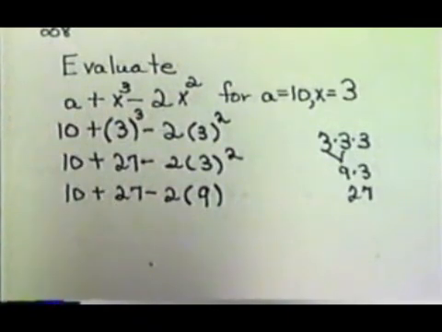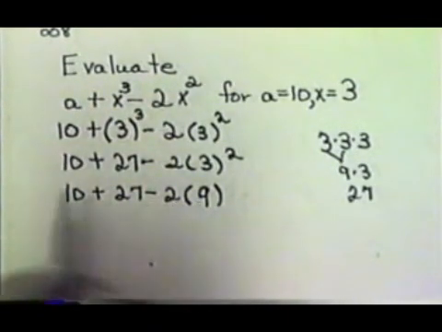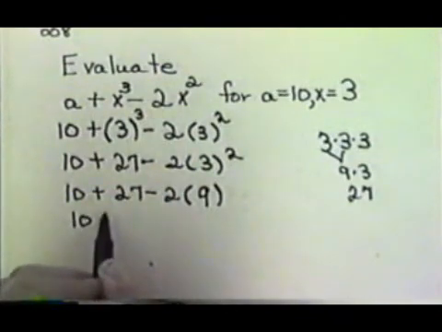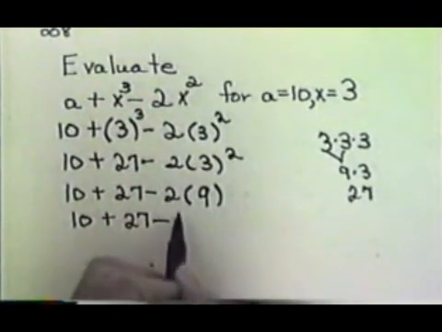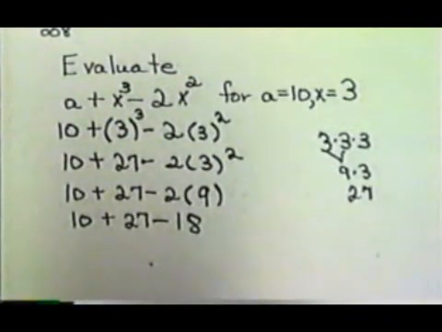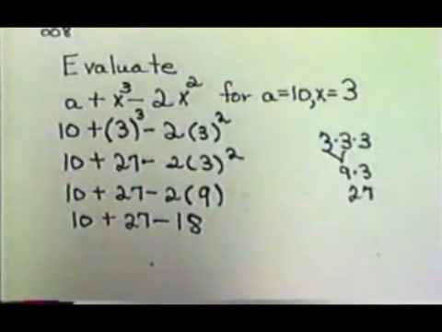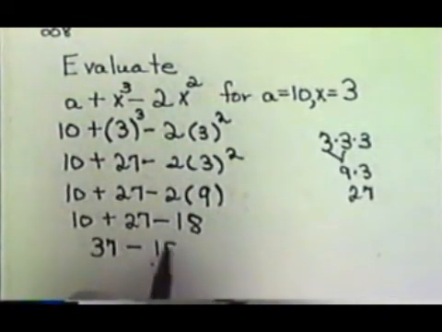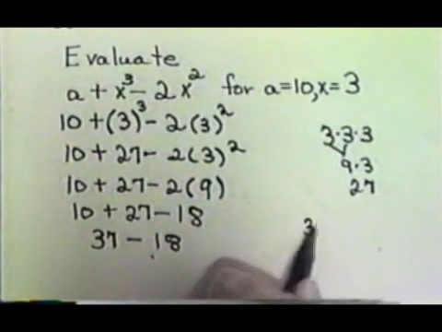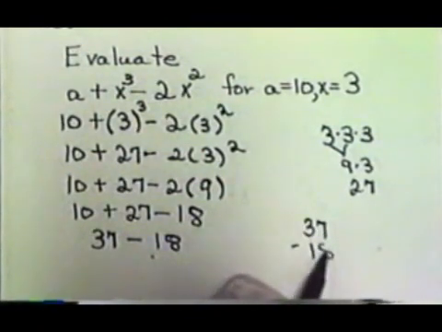After exponents, I do multiplying and dividing. So I would do this multiplying, and write everything else down just as it was. 10 plus 27, subtract 2 times 9 is 18. Now that I've gotten rid of my multiplying, I'm ready to do my adding and subtracting, and I do that from left to right. So 10 plus 27 is 37. Then I have 37 minus 18. And I might want to come over to the side and do the 37 minus 18.